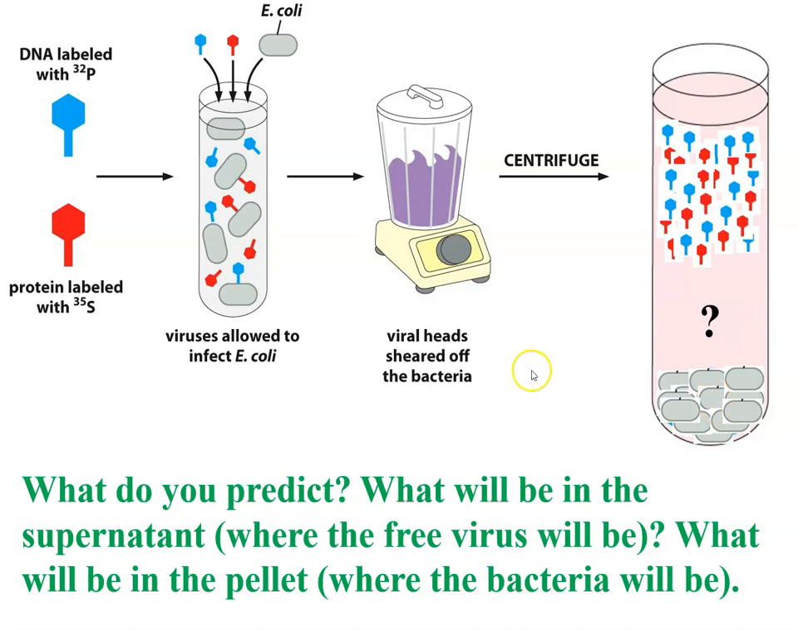And then what's your prediction? What will be in the supernatant, where the free viruses will be? What's going to be in the pellet? What's your prediction? Before you move on, try to think through that. Where is the phosphorus or the sulfur going to be located?